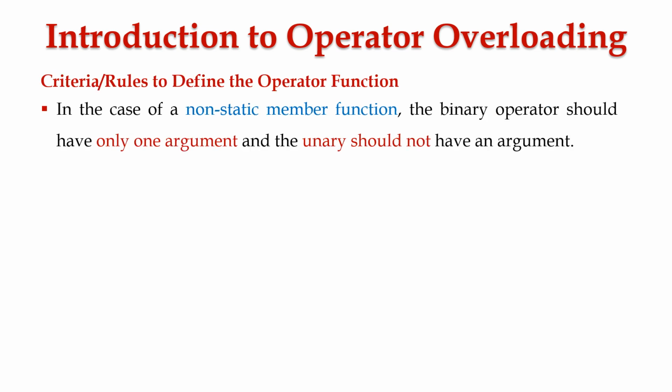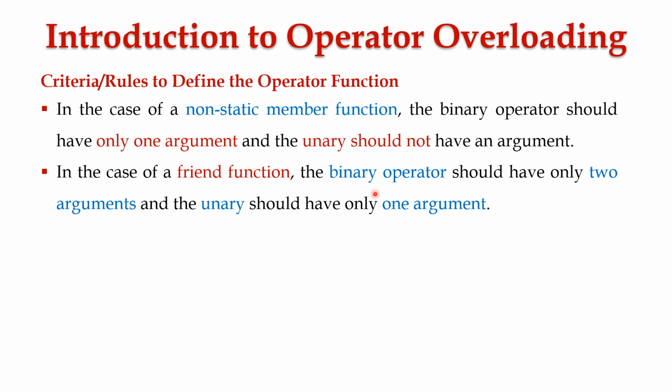There are certain rules while defining the operator functions. In case of a non-static member function, the binary operator should have only one argument and the unary should not have an argument. In case of a friend function, the binary operator should have only two arguments and the unary should have only one argument. The operators that cannot be overloaded are member selection, that is dot, member pointer selector, that is star asterisk, double colon, which is meant for the scope resolution operator, and finally the ternary operator, that is question mark colon. So these operators cannot be overloaded.